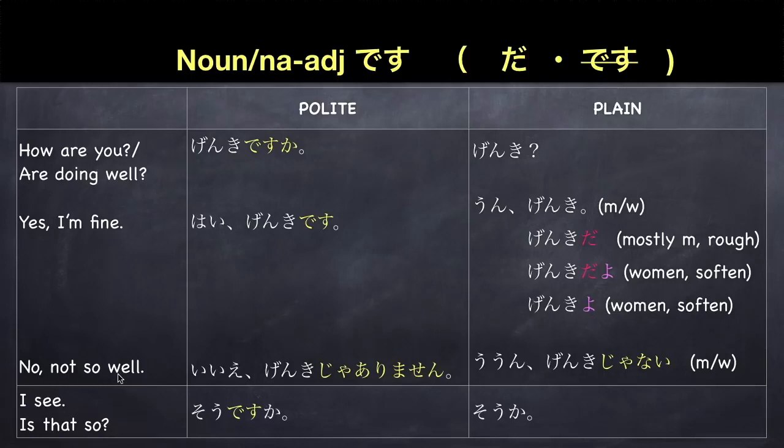No, not so well. Or no, I'm not well. Or no, I'm not fine. Iie, genki ja arimasen. Genki janai. So this can be used by both men and women. Next is the expression so desu ka, meaning I see or is that so? In plain form, you can just say sokka.